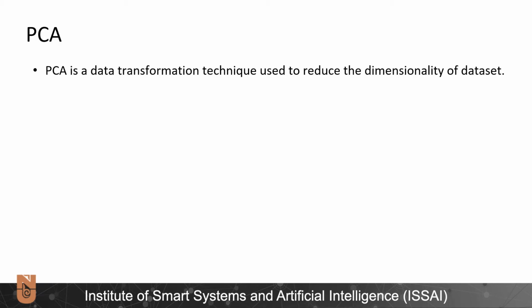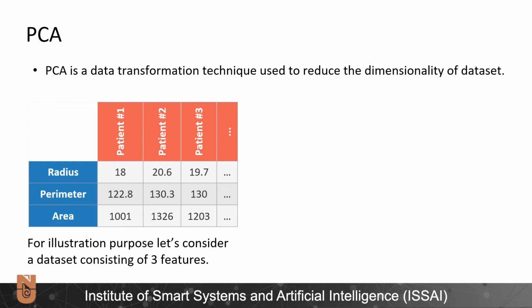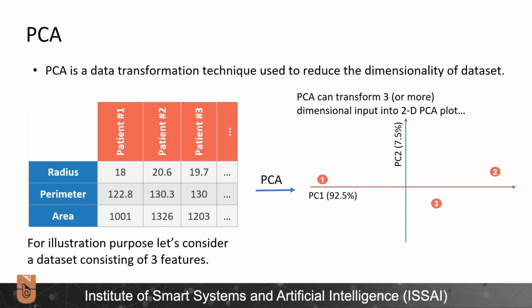PCA is a data transformation technique used to reduce the dimensionality of a dataset. For illustration purpose, let's consider a dataset consisting of three features. After applying PCA, we transform three or more dimensional input into a 2D PCA plot. We do so by projecting the data to the new coordinate system in which our features vary the most. Each axis corresponds to principal components, and PCA can tell us how accurately the new coordinates represent the data.